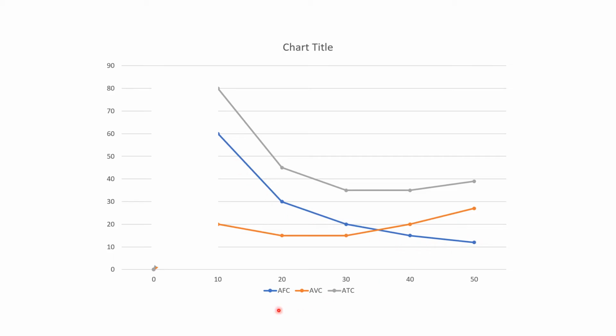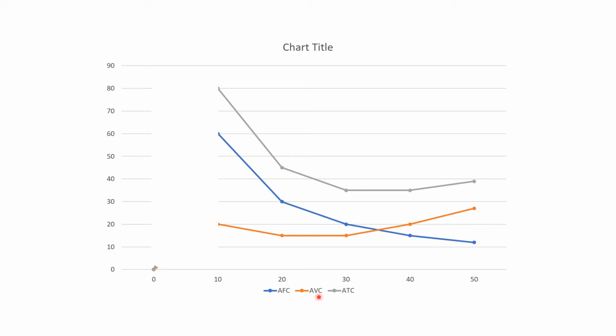The average variable cost is this one here, and if we notice, it is more U-shaped. What happens is the average cost falls at first and then begins to rise as the number of units increases. So you get a more U-shaped curve.